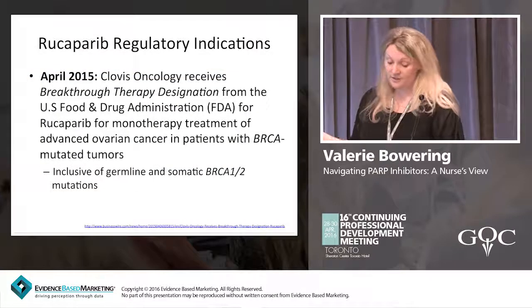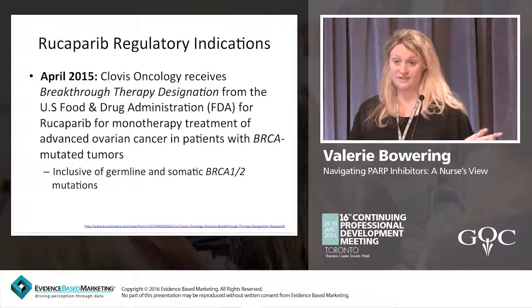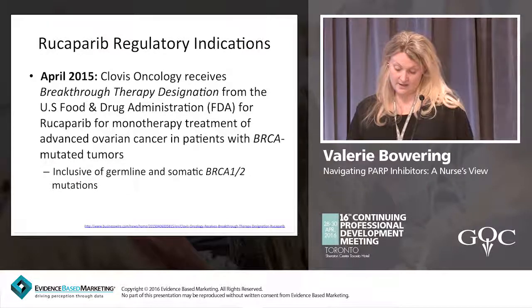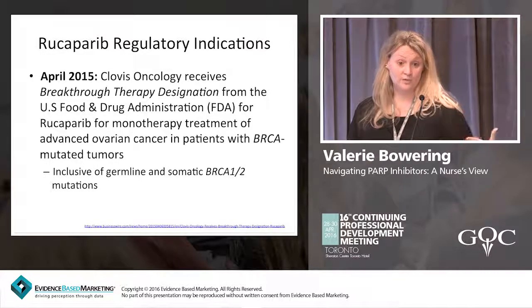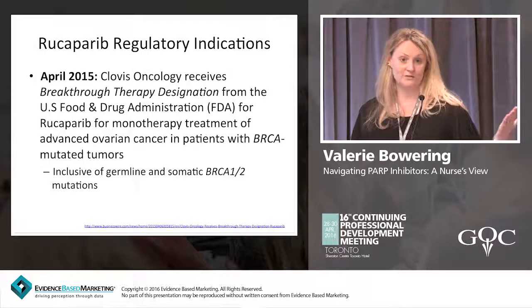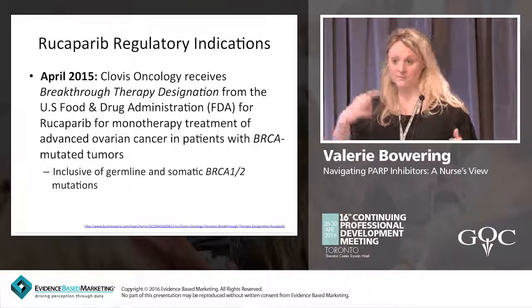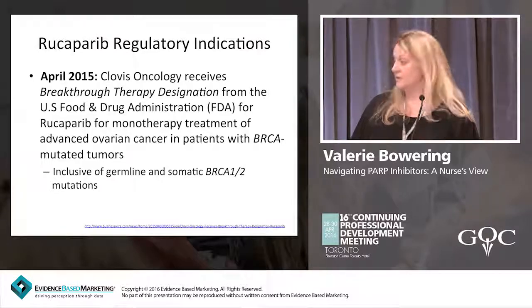In 2015, Clovis got the FDA breakthrough therapy designation. What that means is essentially a drug that is to treat a serious or life-threatening disease, and the preliminary evidence is showing good response, so therefore the FDA is going to be looking at possibly approving the drug. Lynparza had that a while ago, and now we're in a different phase with the Lynparza drug. So it is inclusive for germline and somatic BRCA1 and 2 patients.